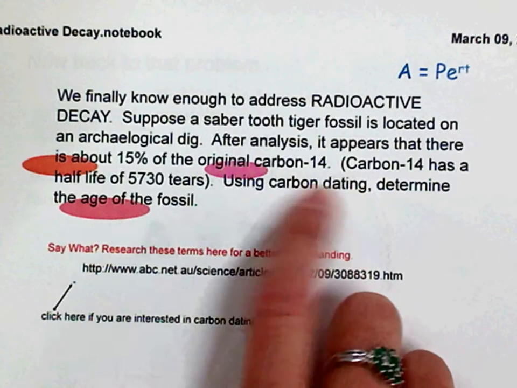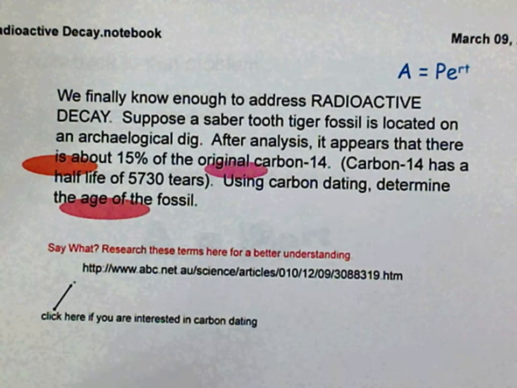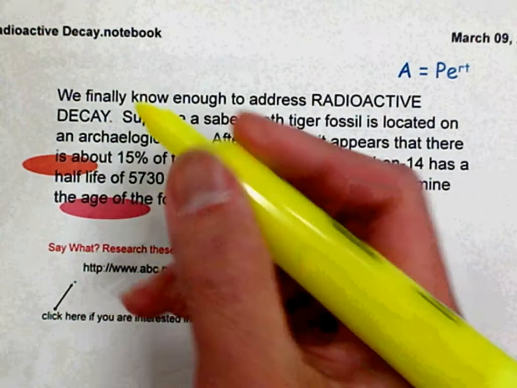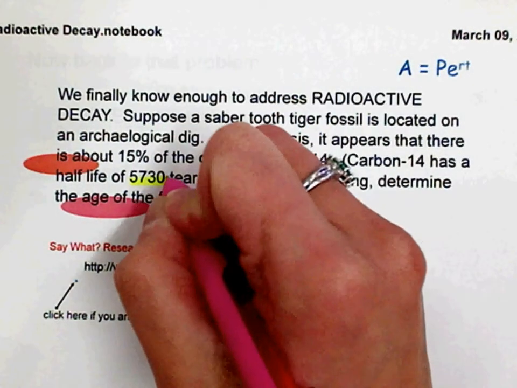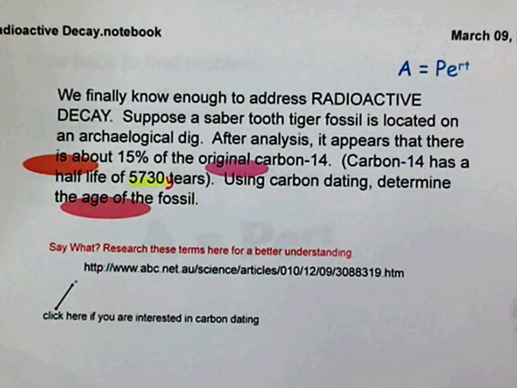Carbon-14 has a half-life of 5,730 years. That should say years, not tears. Using carbon dating, determine the age of the fossil.